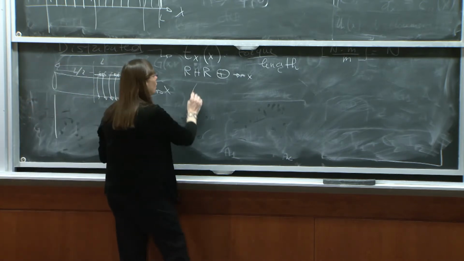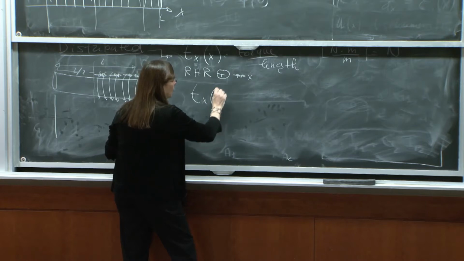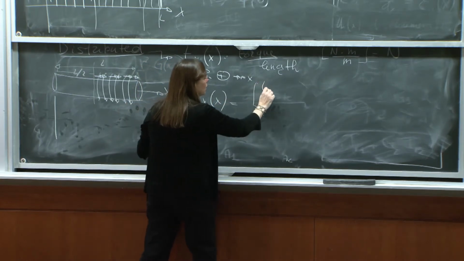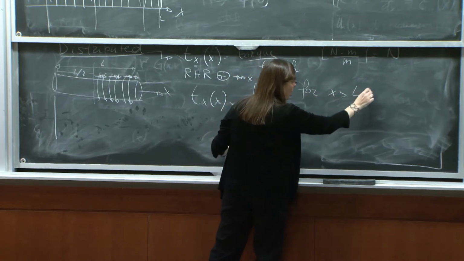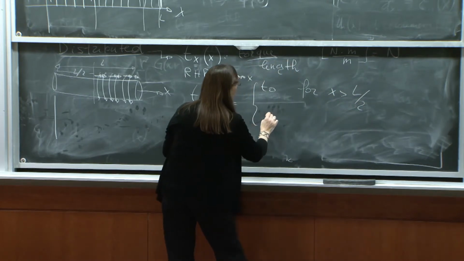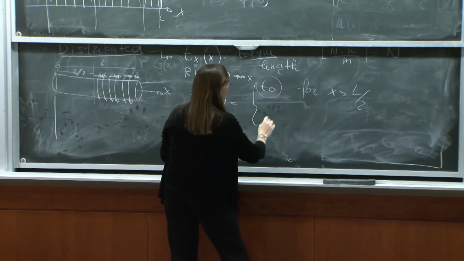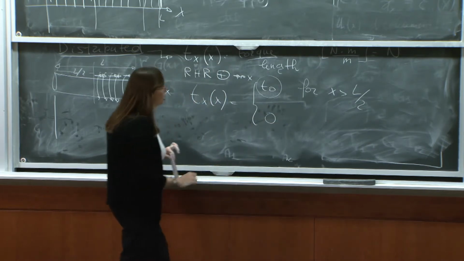Let's say that my torque of x is equal to a constant for x greater than L over 2. And say that this constant is T0. And now let's say that it is 0 on this end.